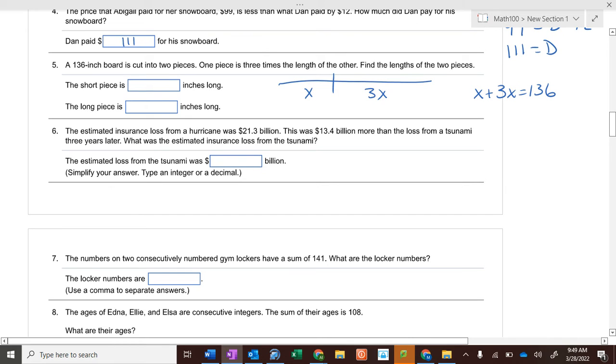The estimated loss from a hurricane was $21.3 billion. There was 13.4 billion more than the loss from a tsunami 3 years later. What was the estimated insurance loss from that tsunami? Okay, so the hurricane was 21.3. So the hurricane plus 13.4 equals the tsunami. Okay? So 21.3 plus 13.4 equals a tsunami.